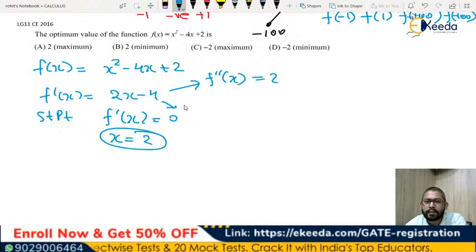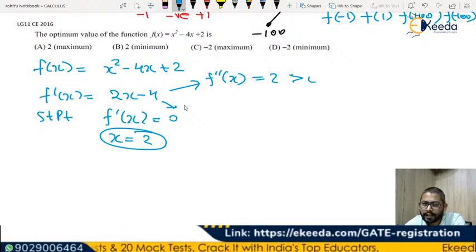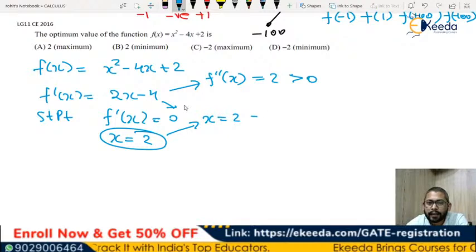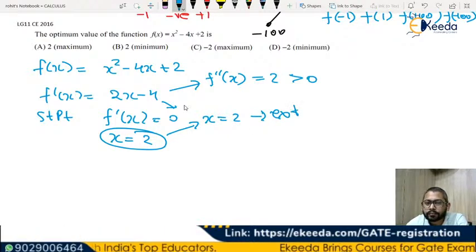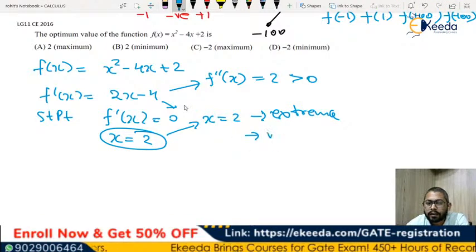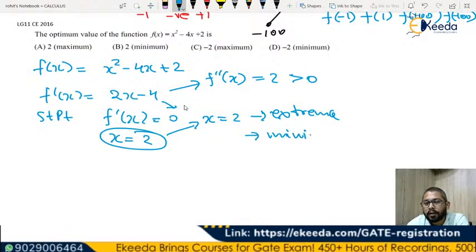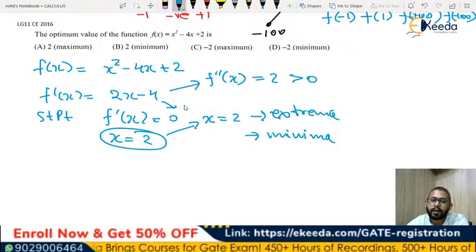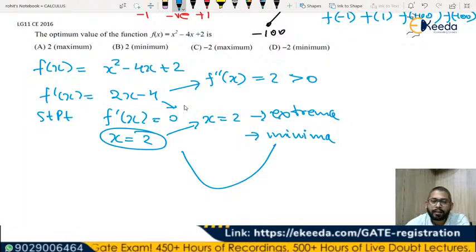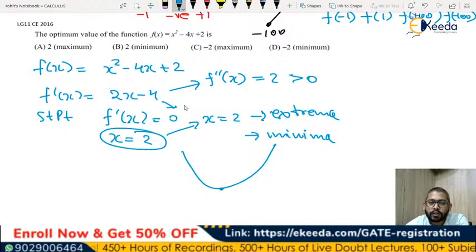So if the double derivative is 2, which is greater than 0, that means x equals 2 is an extrema, and it is a minima. If it is a minima, the graph is going to be like this, right? And that means at x equals 2, it is going to have a minimum value.